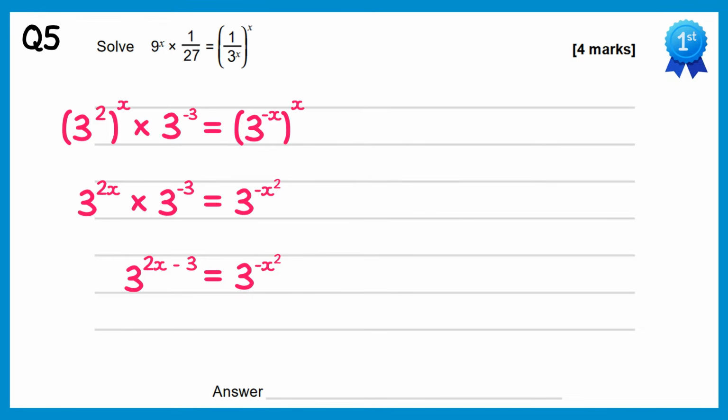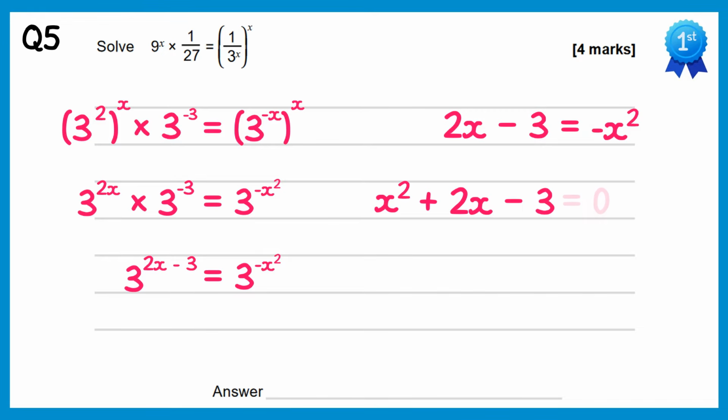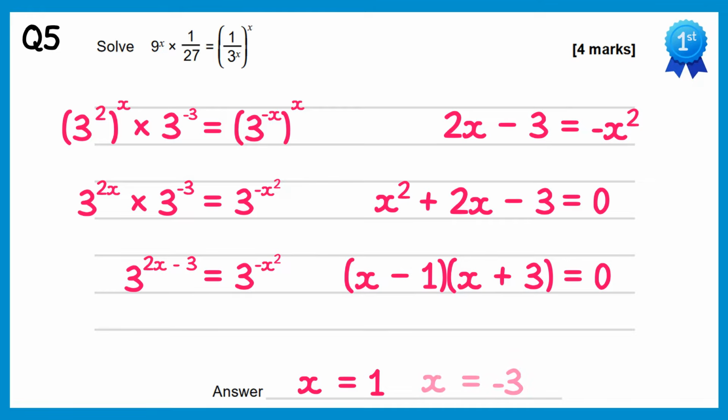Now they're both written as powers of 3, we can see that 2x minus 3 must be equal to negative x squared. If we add x squared to both sides, we get x squared plus 2x minus 3 equals 0, which is a quadratic. This one factorizes. We get x minus 1, x plus 3 equals 0, which gives us two solutions, x equals 1 and x equals negative 3.